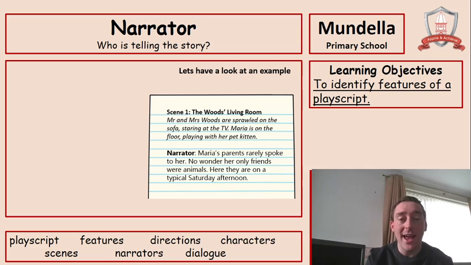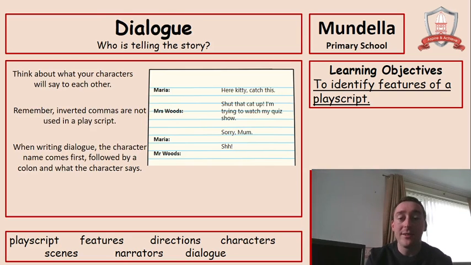Okay, now that we have done that and edited it, let's have a look at the dialogue. So think about what your characters will say to each other in the forest. And remember that we don't need inverted commas in a play script. It's not writing a story. It's not writing a book. You don't need them. It's just like the layout that we can see on the screen there.